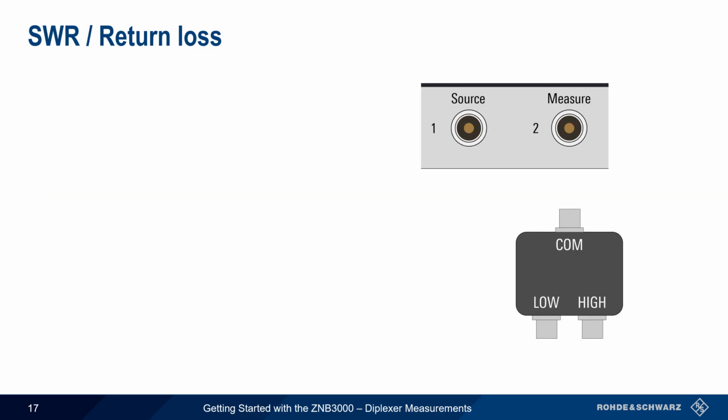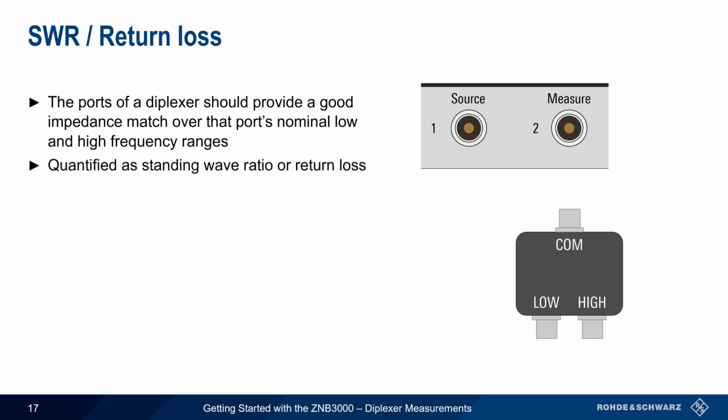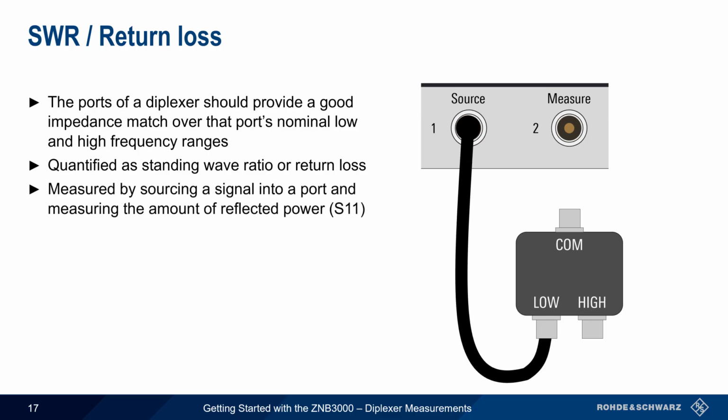The last diplexer measurement we'll look at is SWR, or return loss. The ports of a diplexer should provide a good impedance match over that port's nominal low and high frequency ranges, and this is quantified in terms of standing wave ratio, or, less often, return loss. SWR is an S11 measurement. A signal is sourced into a port, and the amount of reflected power is measured simultaneously. Both unused diplexer ports should be terminated.